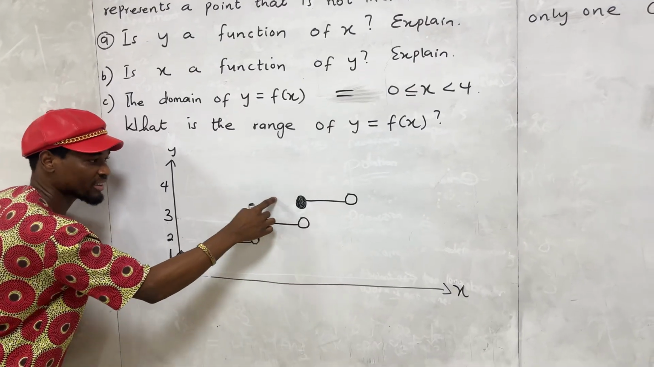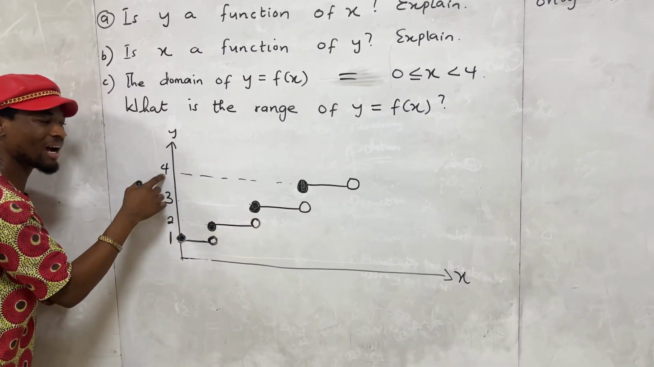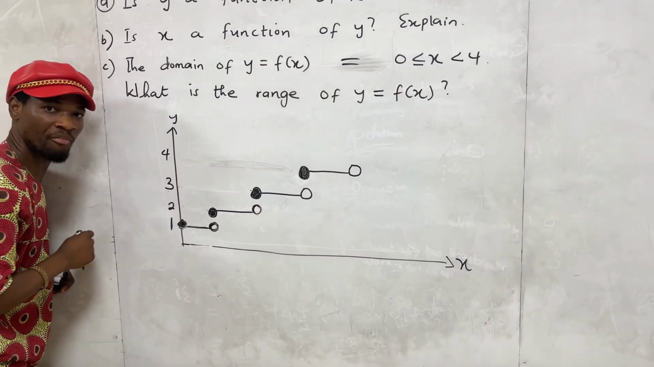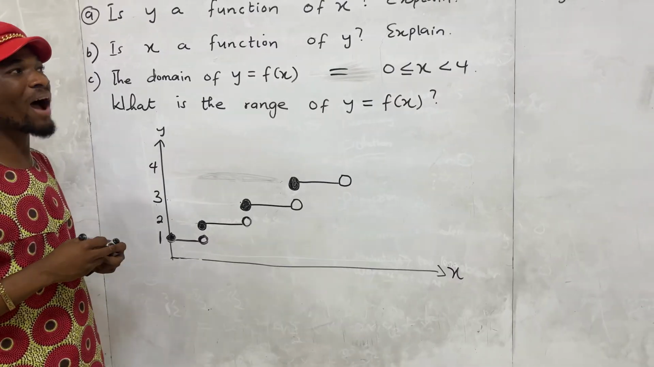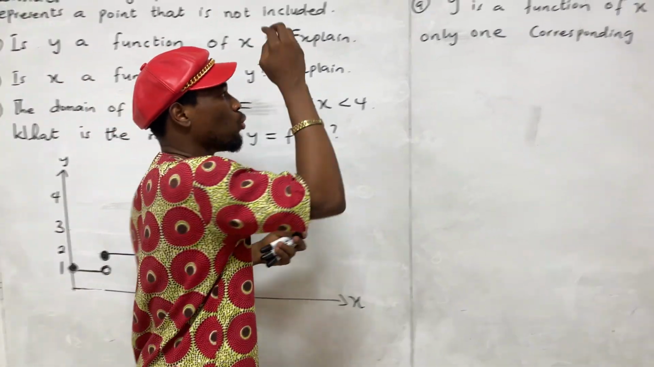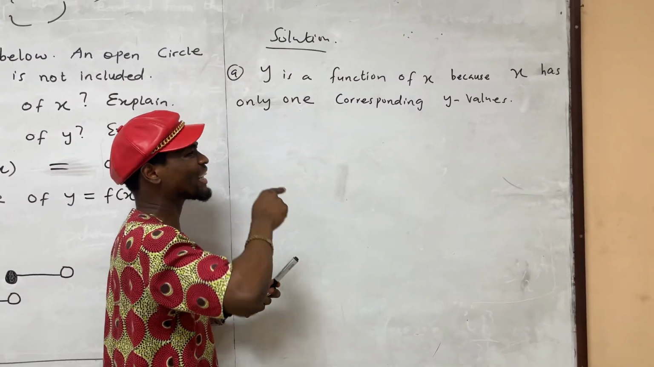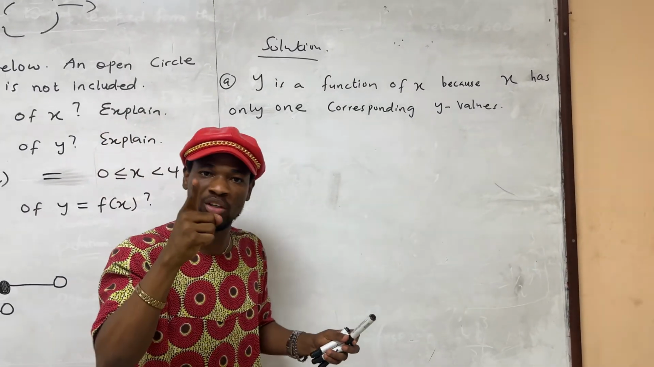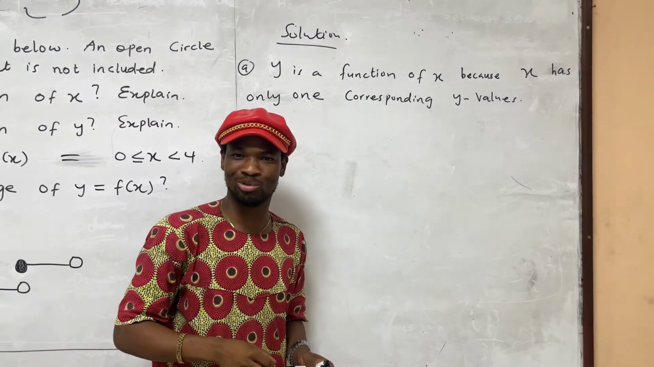What about the last one? When you trace this, you arrive at one image, which is the 4. As a result of that, y is a function. That's why we said y is a function of x, because x has only one corresponding y value.